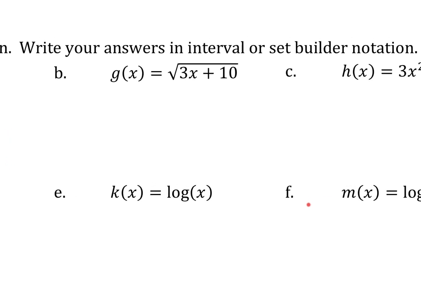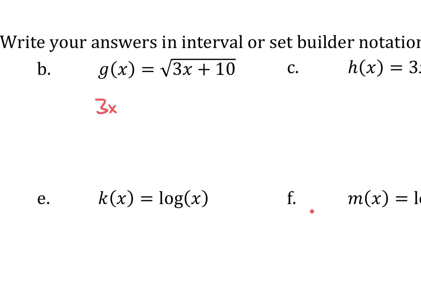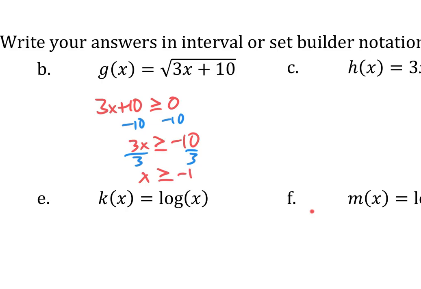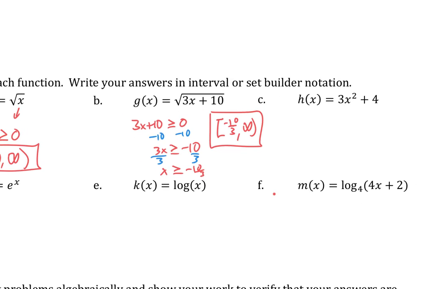Okay. Here, the thing under the square root, 3x plus 10, must be greater than or equal to 0. So we write the inequality. We solve it like we would an equation. Subtract 10, divide by 3. And so we see x is greater than or equal to negative 10 thirds. In interval notation, that means it includes negative 10 thirds, and it goes up to infinity because it's greater than. Okay.